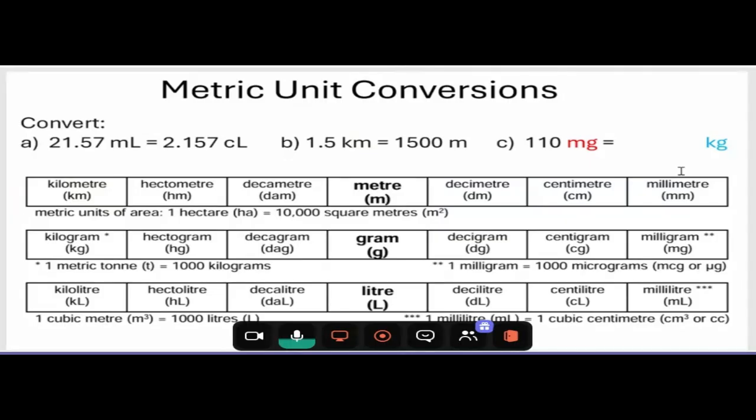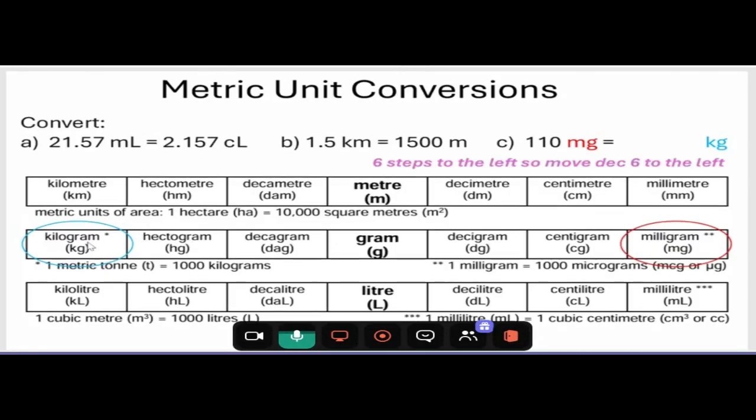And then the final one, we're going from milligrams in red to kilograms in blue. So there on the chart, milligrams in red, kilograms in blue, all the way from one end to the other. 1, 2, 3, 4, 5, 6 steps to the left. So that means we move the decimal 6 to the left. Now there is no decimal, but of course we know that means the decimal is after the last number. So our decimal is right there after the 0. And we're going to go 6 to the left.